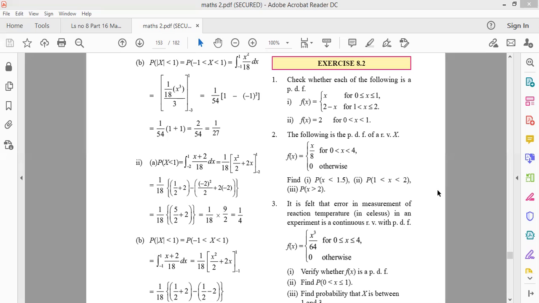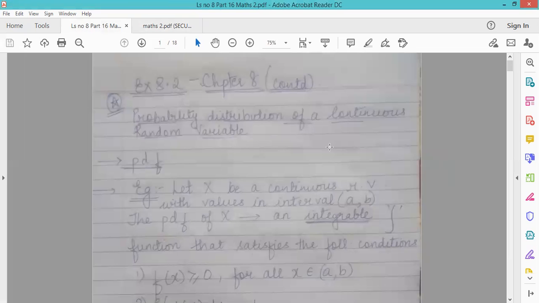And what do you mean by continuous random variables? Those variables which are measurable, which we can measure. So let's have a look. And before we start with the exercise, let's have a look at the introduction part. So today we are going to learn probability distribution of a continuous random variable, which is exercise 8.2.